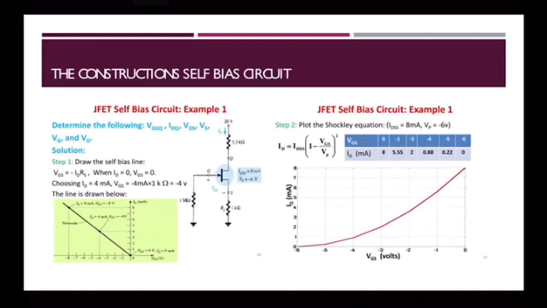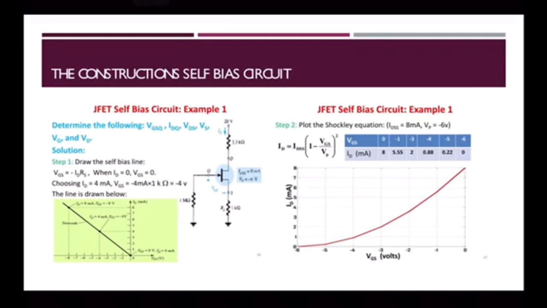On the first step, we will determine VGS, ID, VDS, VS, VG, and VD. First step, draw the self-bias line, which is VGS equal to negative ID times RS. When ID equal to 0, VGS equal to 0. Choosing ID equal to 4 mA, VGS equal to negative 4 mA times 1 kilo ohm equal to negative 4 volt. The line is drawn below in the figure.